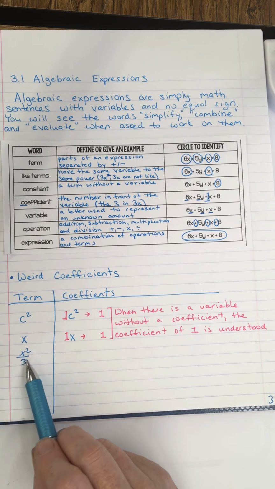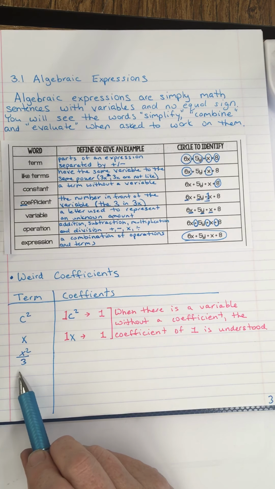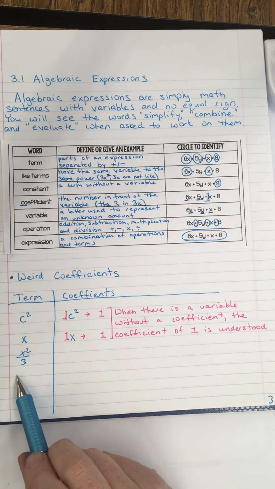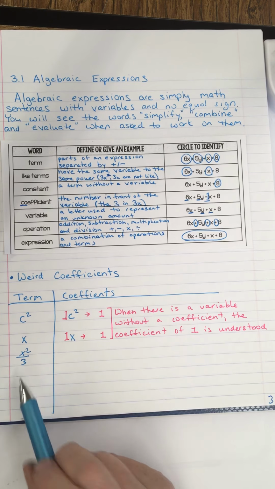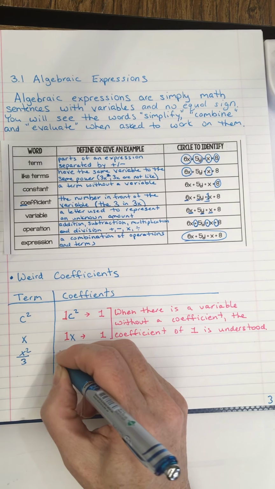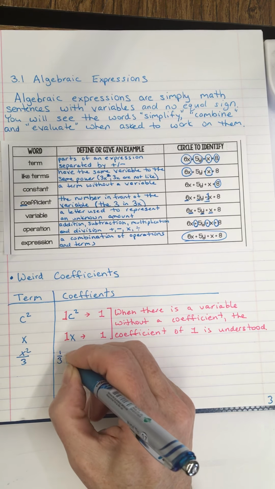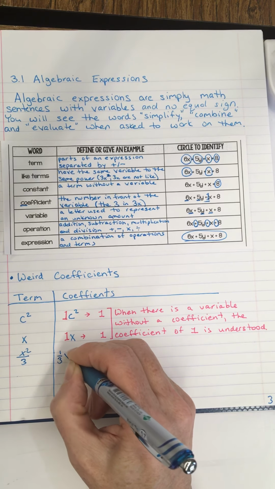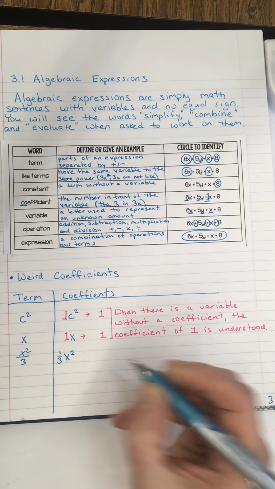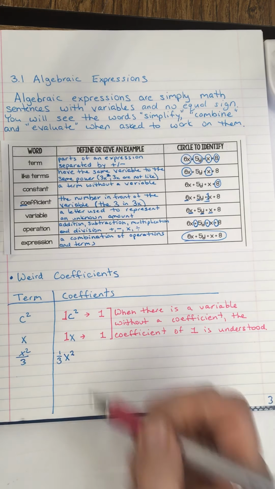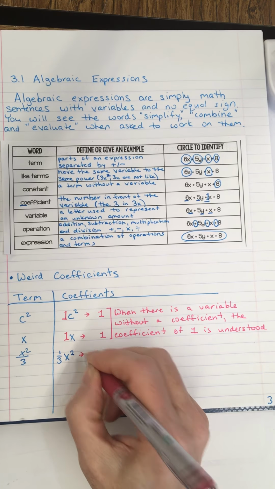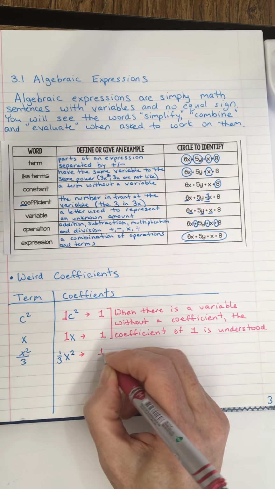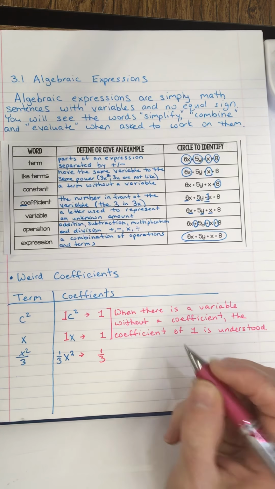When you say x squared divided by 3, when you divide by a number, it's the same as multiplying by its reciprocal. So the reciprocal of 3 is 1/3. So we have 1/3 times x squared. And that means that the coefficient here is 1/3.